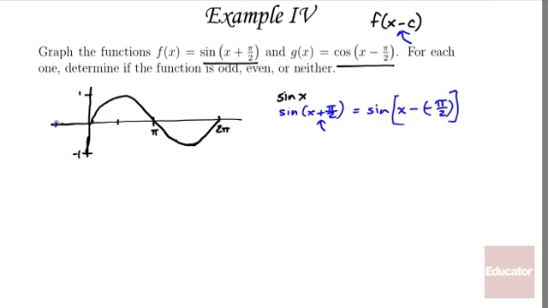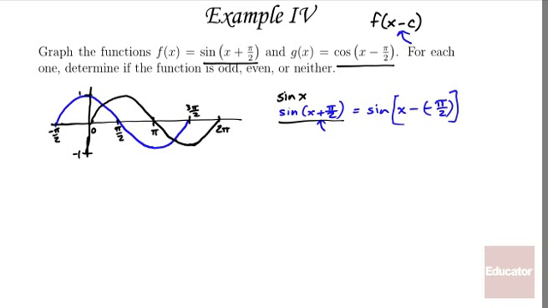So now it's going to start at negative pi over 2, come back down at pi over 2, bottom out at pi, and come back to 0 at 3 pi over 2. So there's negative pi over 2, 0, pi over 2, and it comes back at 3 pi over 2. So that's what our graph of sine of x plus pi over 2 looks like. And then the question is, is that odd or even or neither?